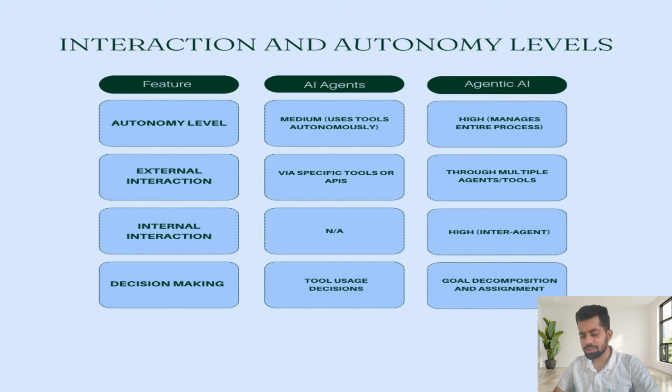So let's see some of the key takeaways. An AI agent is one super capable specialist, while agentic AI is a team of specialists working together. While AI agents solve specific problems efficiently, agentic AI tackles complex multi-domain challenges. Both have roles, but agentic AI is the future for complex problem solving, taking the help of AI agents.